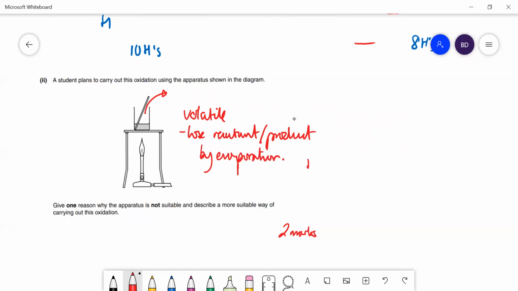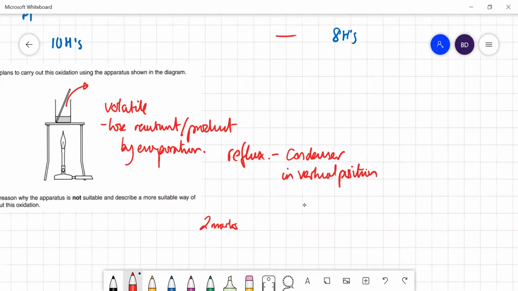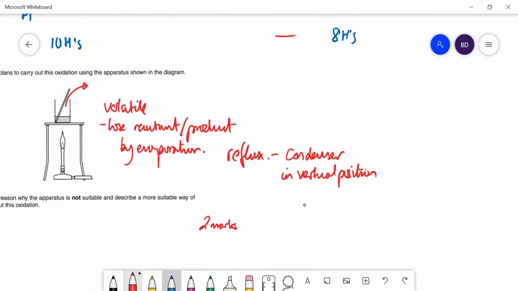So you need to basically heat with reflux, and it's only a 2-mark question, so I don't think you need to, it doesn't ask for a diagram, you don't need to draw a diagram. So you need to heat with reflux. In other words, you have a condenser in the vertical position over a round bottom flask. Again, I'll just draw it, but I really don't think in the mark scheme you have to draw that because there's only 2 marks going.